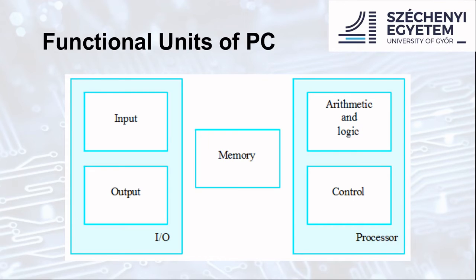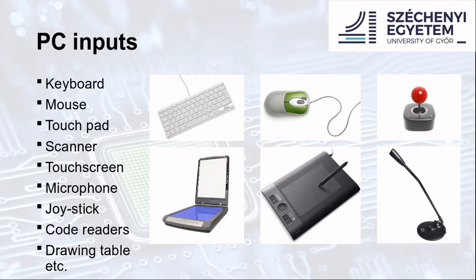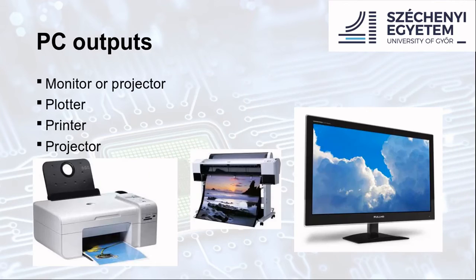Computers also need input and output interfaces in order to interact with the outworld. An input hardware can be a mouse, a keyboard, touchpad, touchscreen, scanner, microphone, joystick, drawing table, different code readers, and others. An output hardware can be monitor, printer, plotter, projector, and other screens.